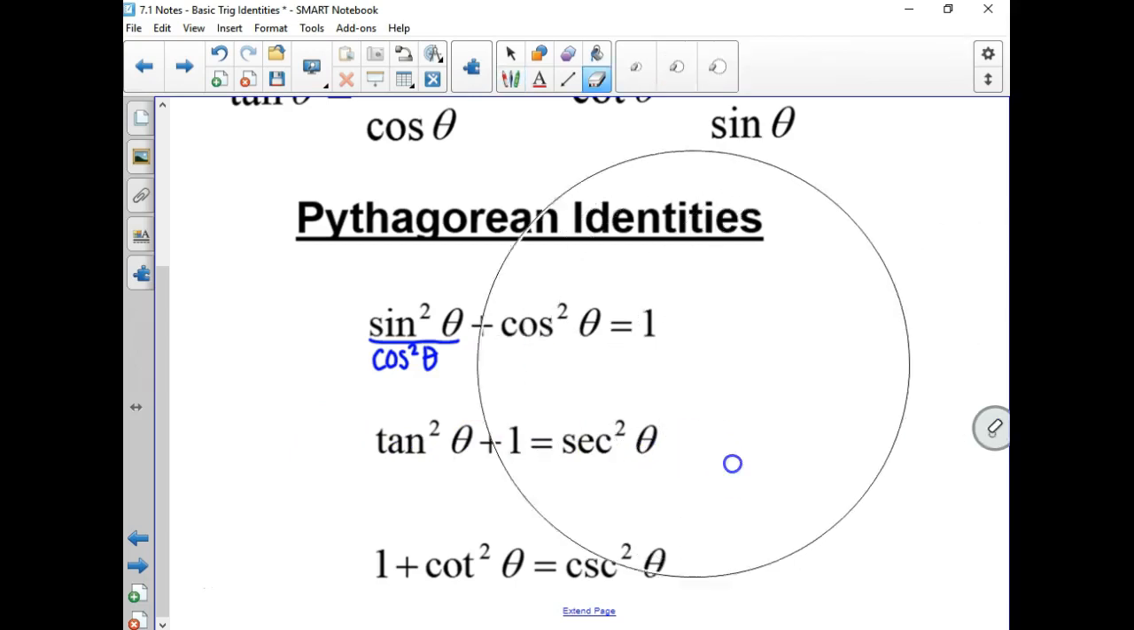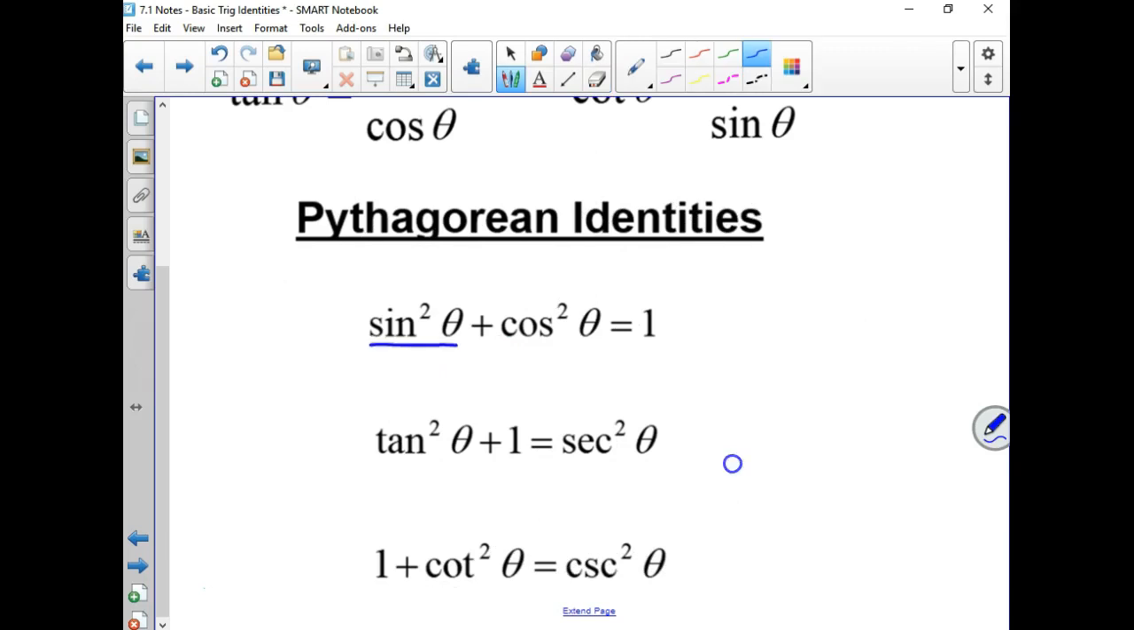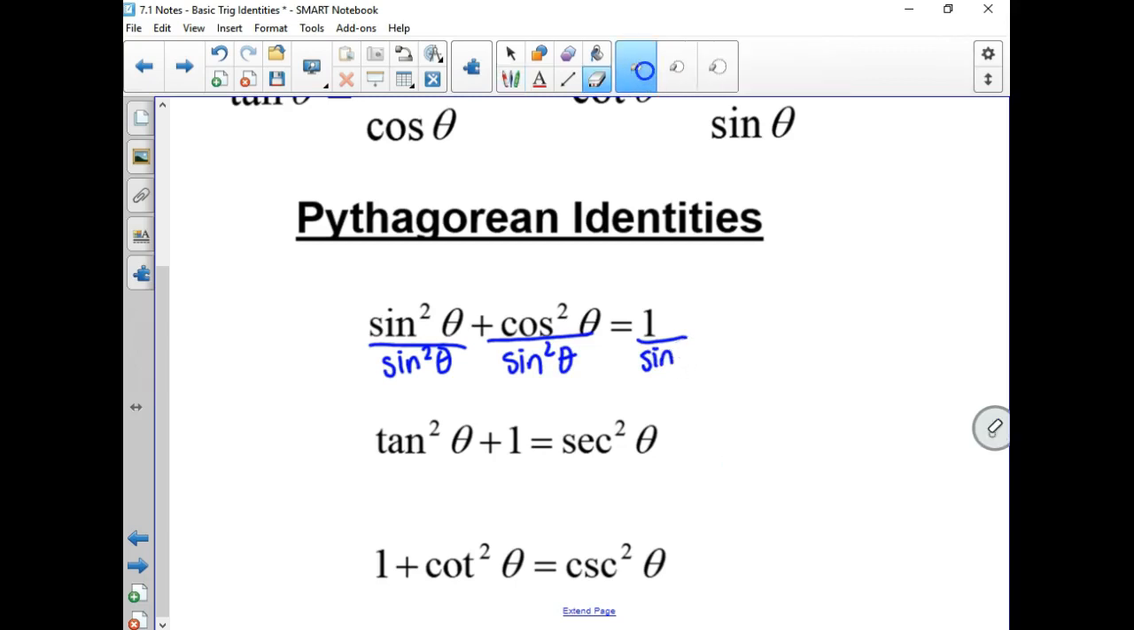Now, let's decide that we'll divide by sine squared theta instead of cosine squared theta. So if I do sine squared theta divided by sine squared theta, I get 1. Cosine squared over sine squared is going to be cotangent squared, and 1 over sine squared is cosecant squared. So I can get these second two Pythagorean identities by using that first one there.